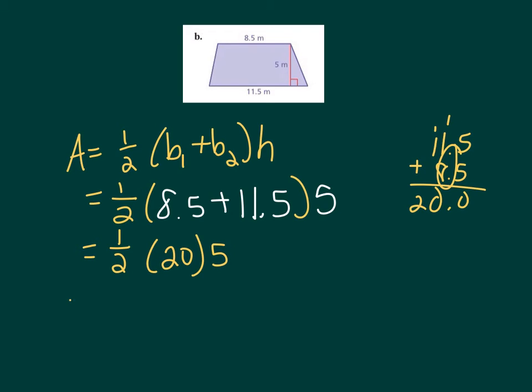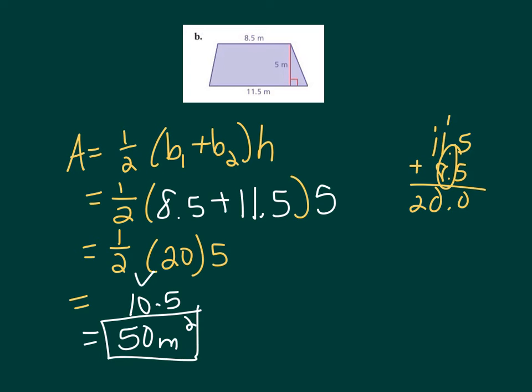And now we can go ahead and take half of 20, which is 10, times 5. So we know that's 50, and since this one is labeled in meters, it would be square meters, or meters squared. And so our final area is 50 meters squared.